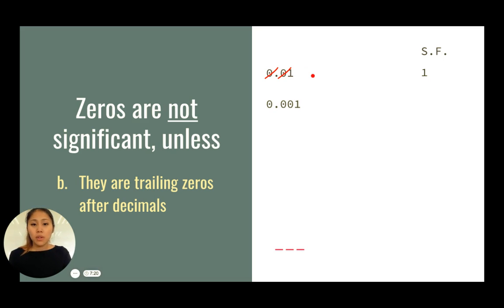Now let's take a look at this one. We have 2 zeros in between now. Does this make it maybe significant? Unfortunately, all 3 zeros are not significant once again, because this zero is not sandwiched, this zero is not trailing, and this zero is not trailing despite the fact that they are after the decimal, which leaves us with one significant figure again.